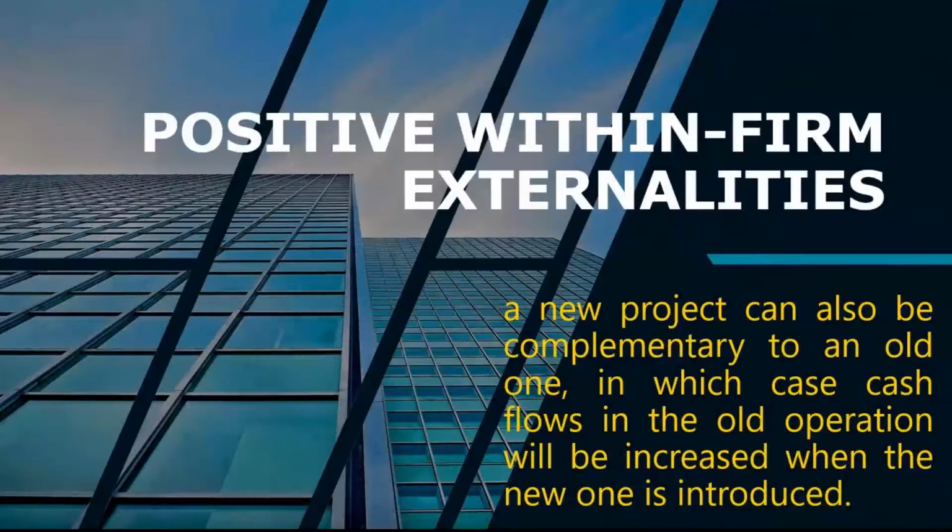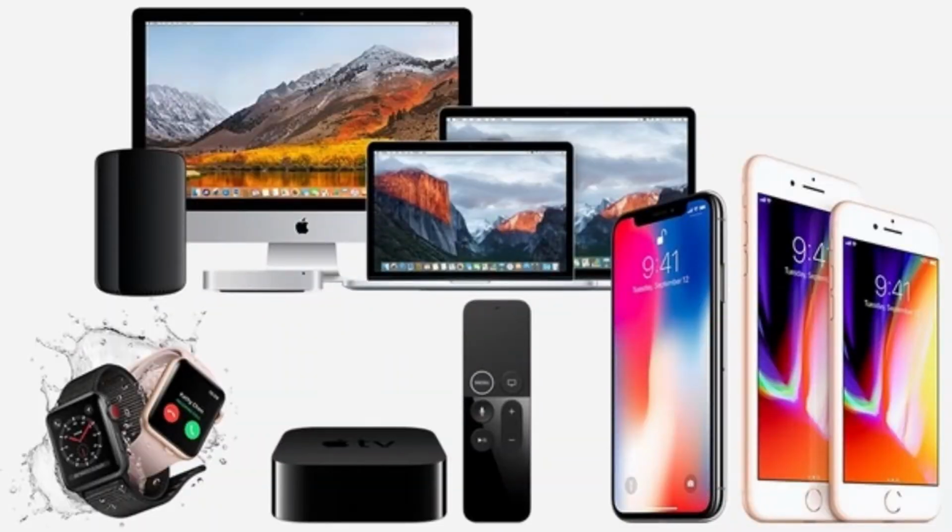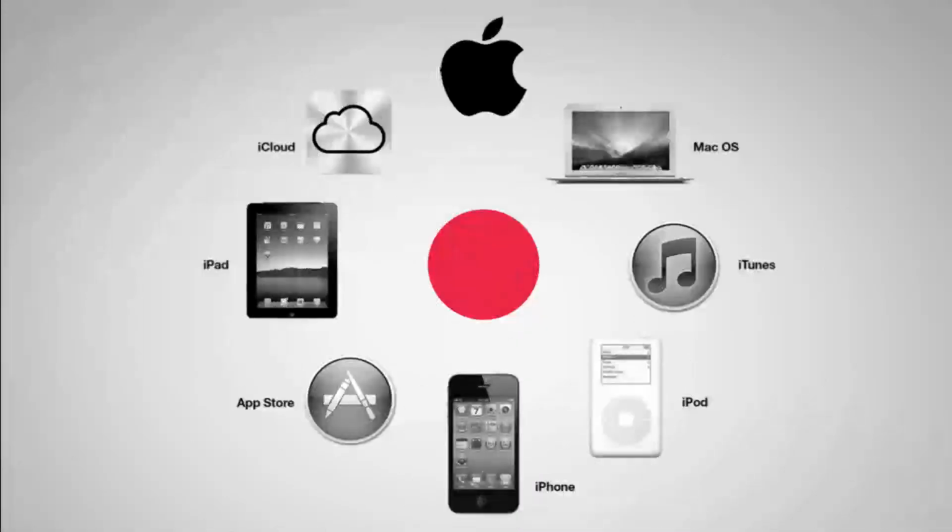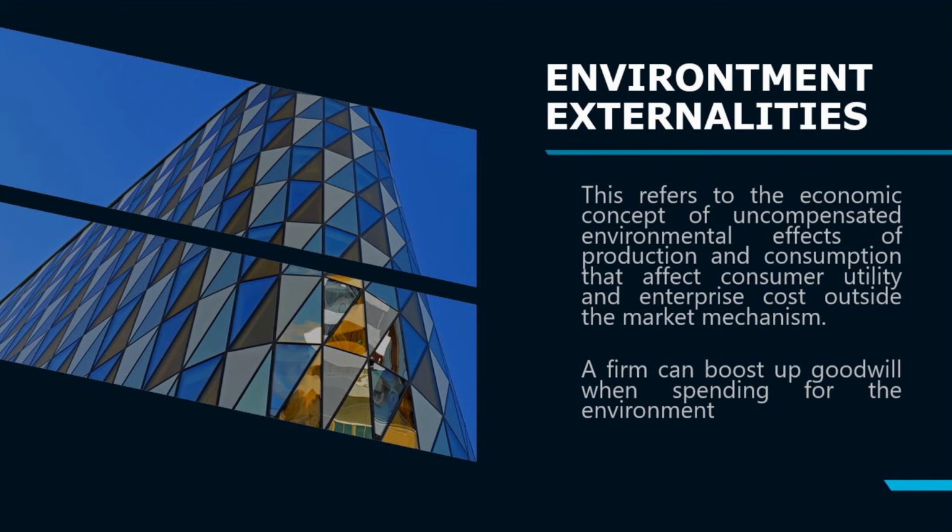The second type is positive within-firm externalities. A new project can also be complementary to an old one, in which case cash flows in the old operation will be increased when the new one is introduced. For example, Apple's iPhone was a profitable product, but when Apple invested in complementary products such as the iPad, Mac, Apple TV, Apple Watch, AirPods, and many more, in order to create an ecosystem for Apple products that best coexist with one another, this did not only increase the iPhone sales, but also draws customers in to purchasing more products to work simultaneously.